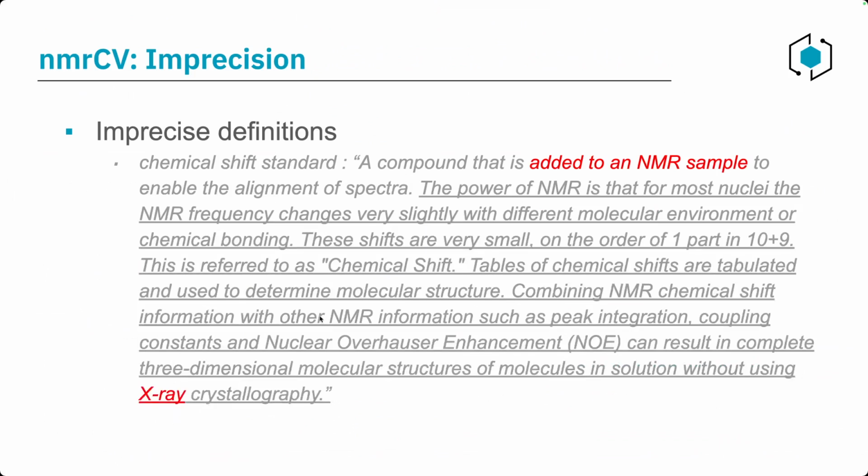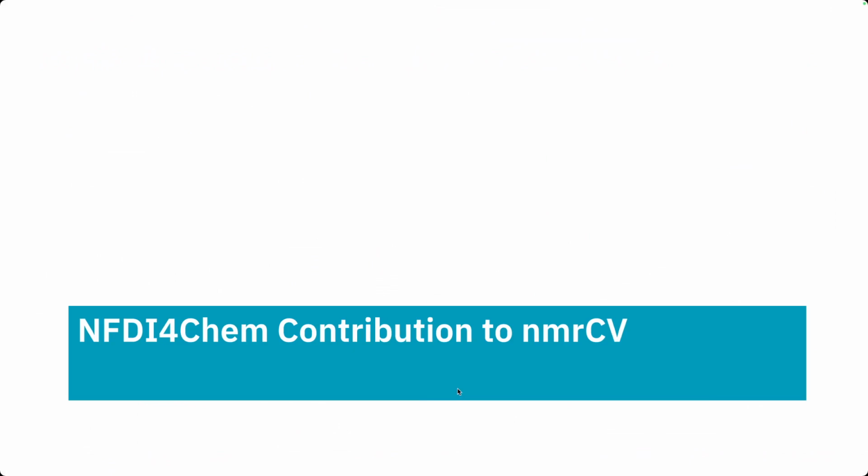Also, there are issues with imprecision. So here we could see a definition that is too long, and it includes some inaccurate details. Also, it includes explanation and examples, which are not supposed to be in a definition. Because of all these issues, we needed a solution, NFDI4Chem, for nmrCV.